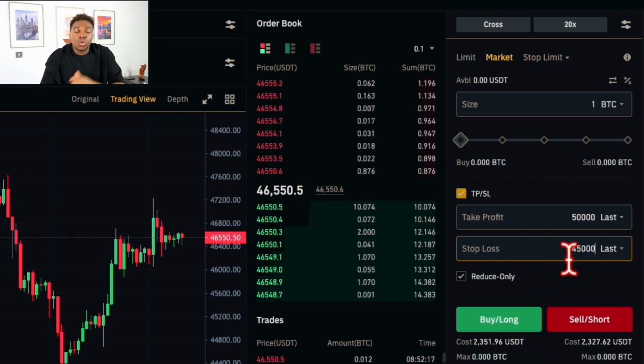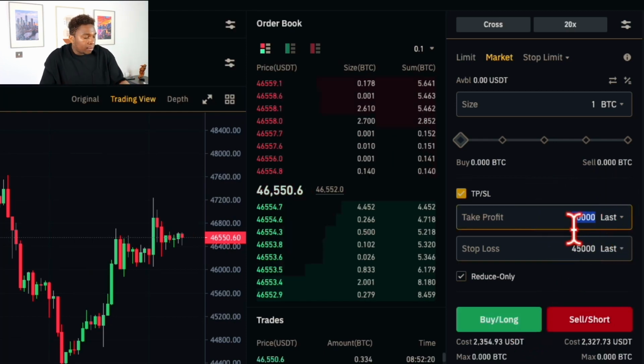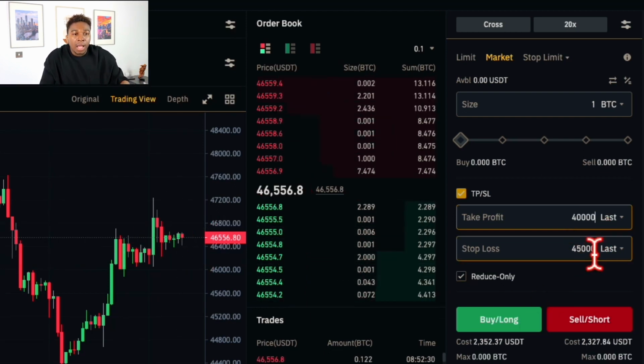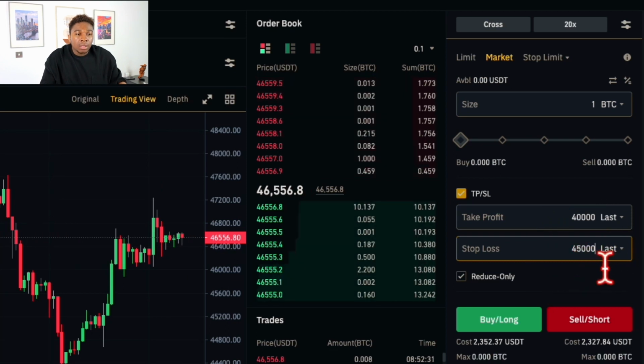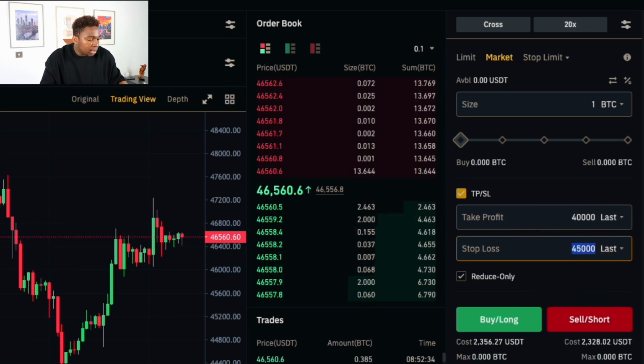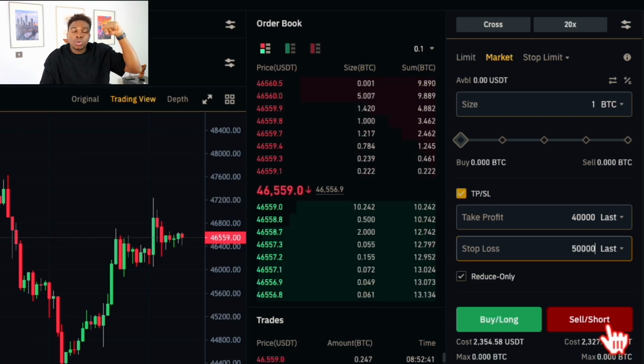But if I want the price to go lower, I will change it to like $45,000. If I'm expecting Bitcoin to drop, I will go for $40,000, which means it will drop down, and I'll put my stop loss at $50,000 if I'm wrong. And I click on sell short. That means you are expecting the price to go down. Can you see? When we come to futures, this is what you enjoy. You can go for buy position or go long. You can go for sell position or go short. So you can click this one if you expect the price to drop.